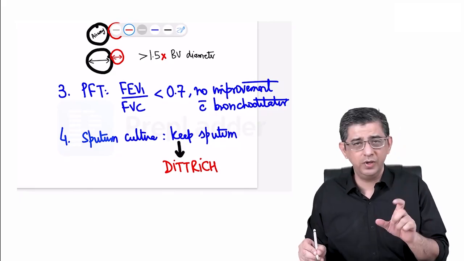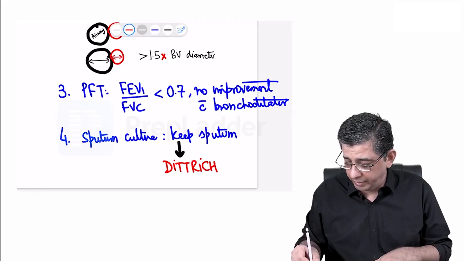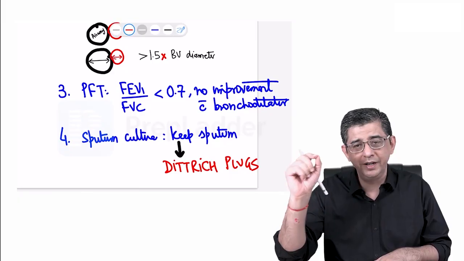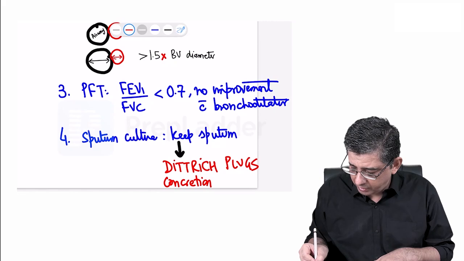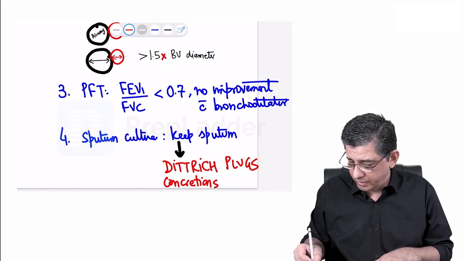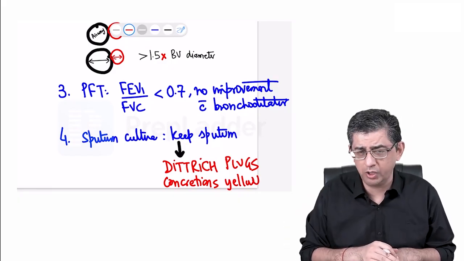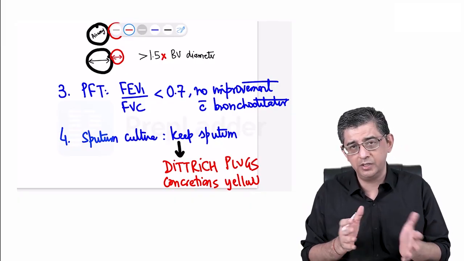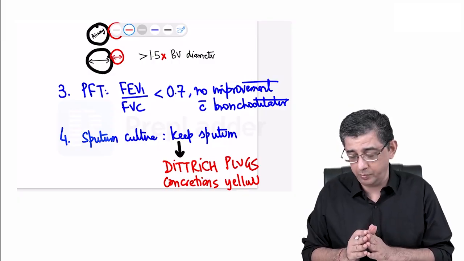Just to draw parallels, like in asthma, I've talked about Curschmann spirals. Similarly, here I'm talking about Dietrich plugs. Dietrich plugs are simply concretions which have colonies of bacteria plus some free fatty acids, and these concretions are yellow and white and can be seen in the sputum culture bottle. Most of the time they would be yellowish. That's the usual color that we get with the pus present in the airways of the patient.